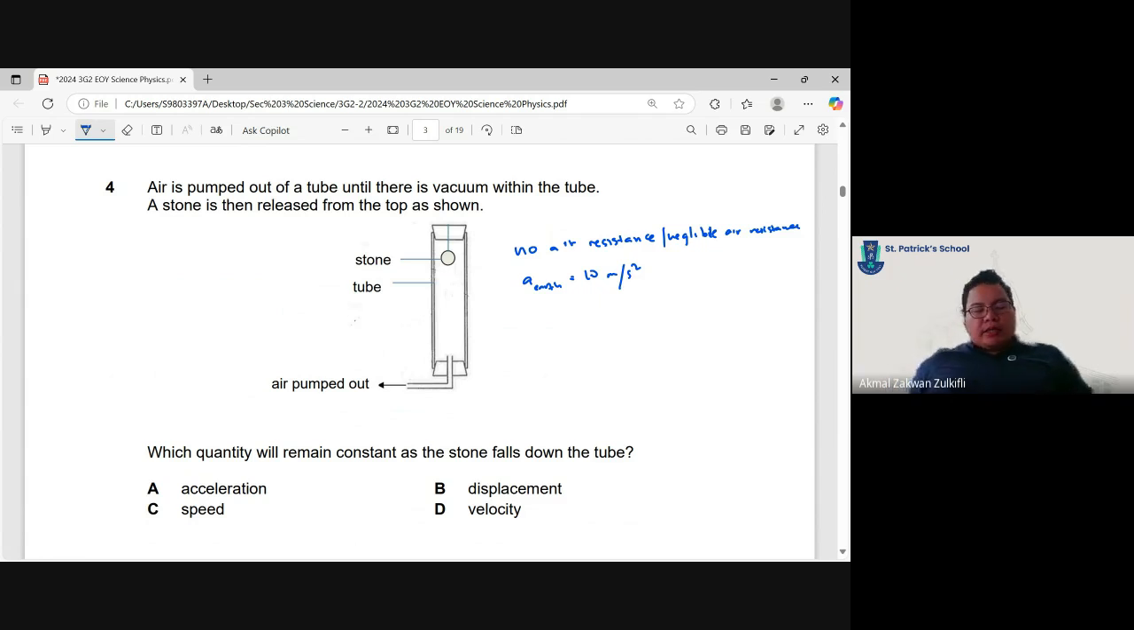Okay, so we know that it's acceleration. Let's go through the different options. No, it's not displacement. Displacement is going further and further away. Displacement is higher. Speed is getting faster, right? Velocity is also getting faster. So that's why the answer is acceleration.